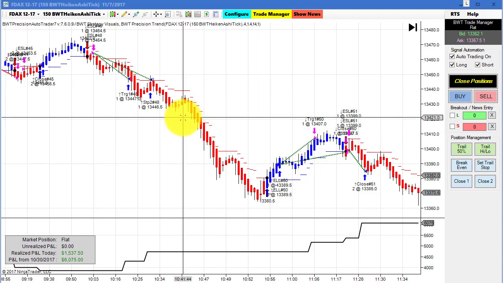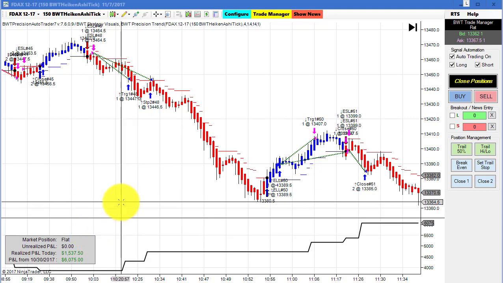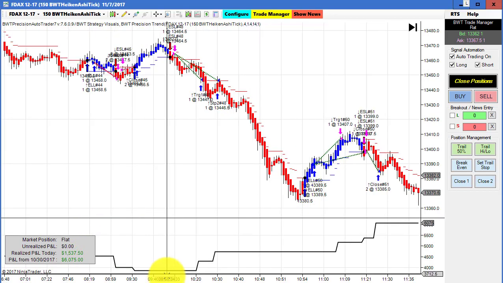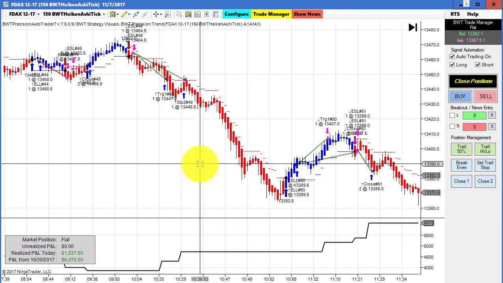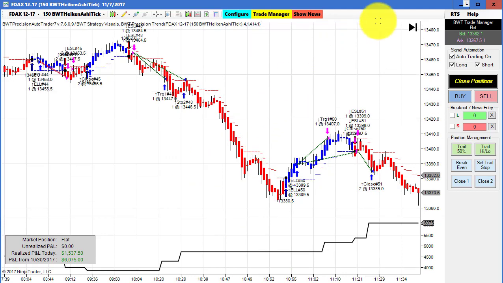I ran it today on the DAX 150 tick, and it hit its goal with positive slippage. You can see the trades here. Really solid performance, and I ran it on a few other charts. First time out of the box, did pretty well.